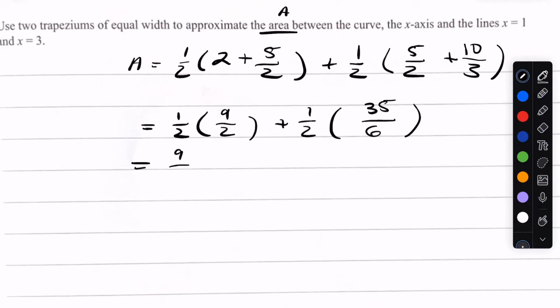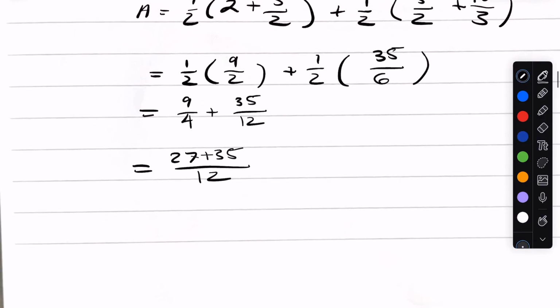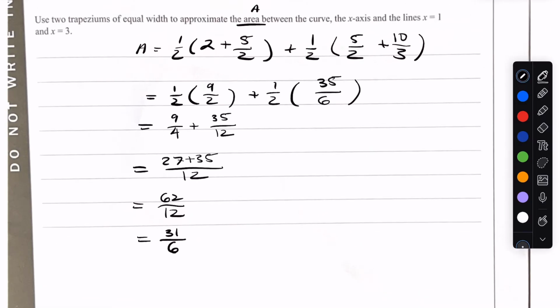And that is 9 on 4 plus 35 on 12, which is 27 plus 35 on 12, which is 62 on 12, and that simplifies by dividing by 2. You get 31 on 6, and I don't think you can simplify that any further. Units squared. Alright.